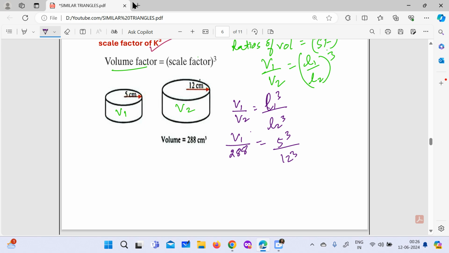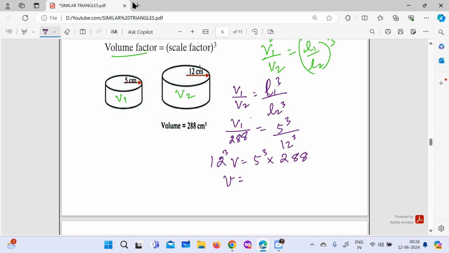So we just cross multiply, and what is this? This is cubed, so I should write it smaller. So 12 cubed V equals 5 cubed times 288, and V equals, so I must write this as 125 times 288 over 12 times 12 times 12.